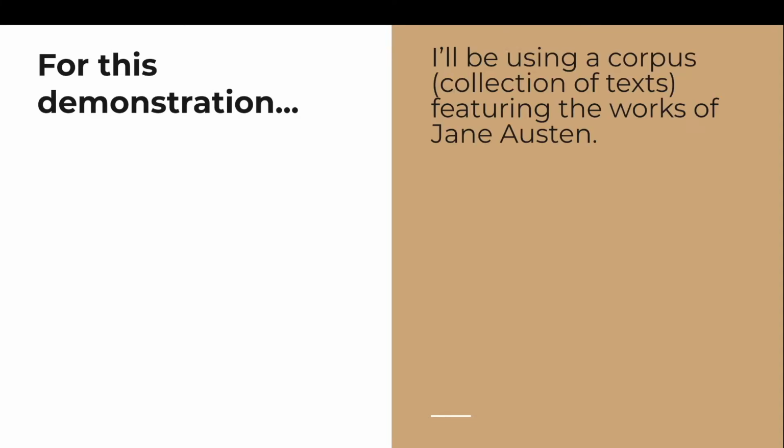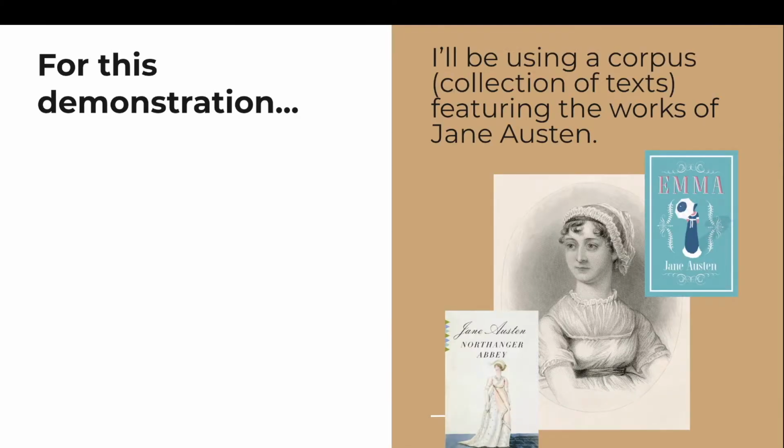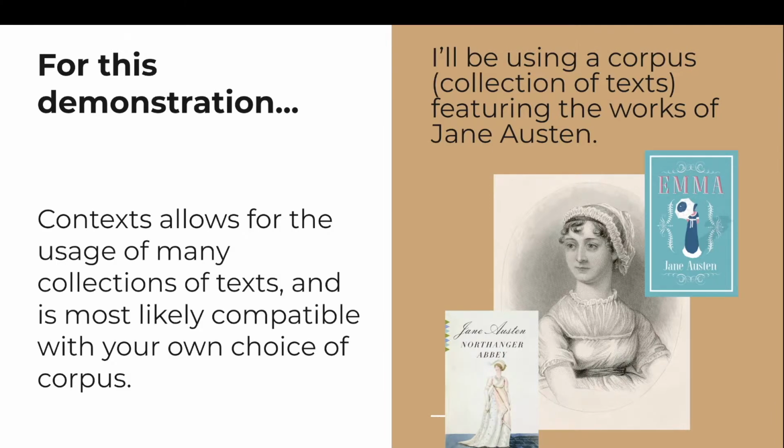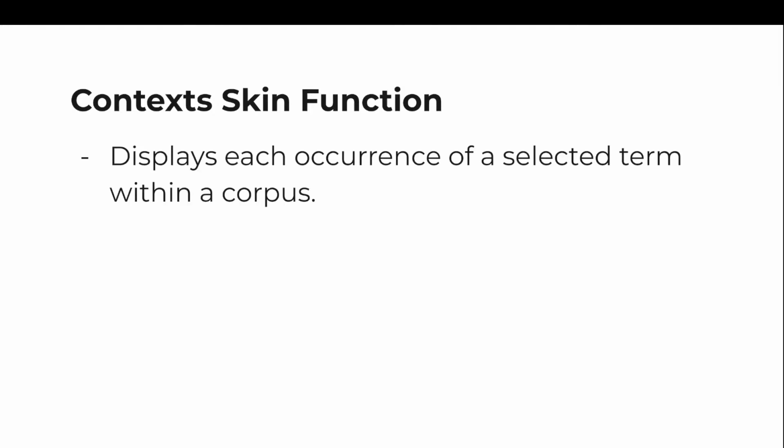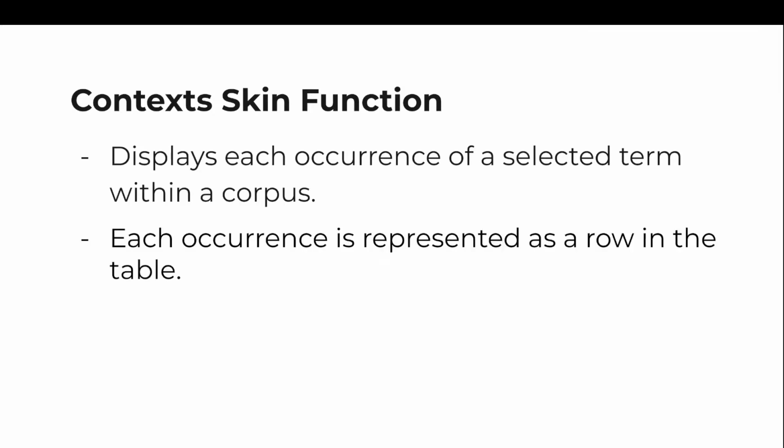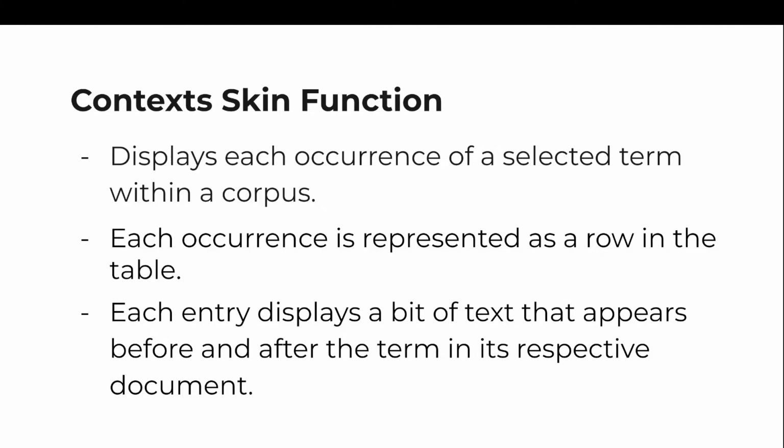For this demonstration, I'll be using a corpus featuring the works of Jane Austen. The context skin allows for the usage of many collections of text and is most likely compatible with your own choice of corpus. The context skin displays each occurrence of a selected term within a corpus. Each occurrence is represented as a row in the table. Each entry displays a bit of the text that appears before and after the term in its respective document. Here's what it looks like.